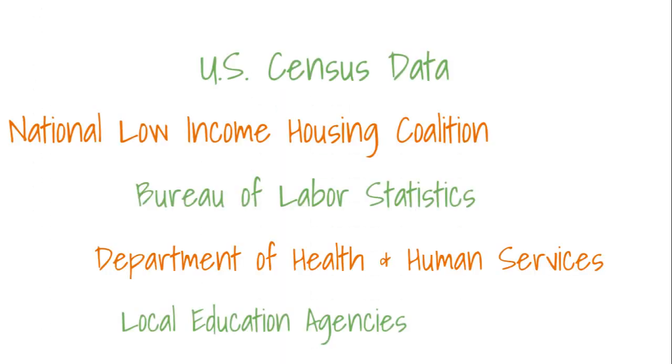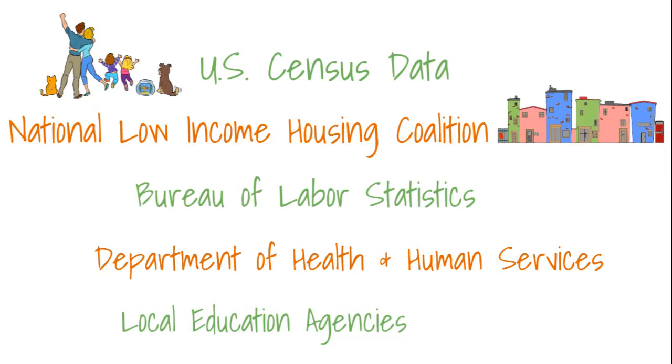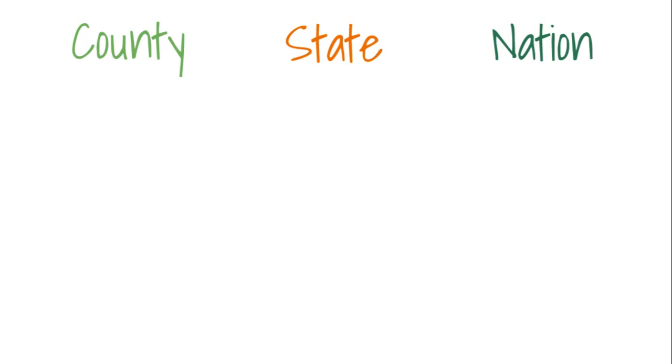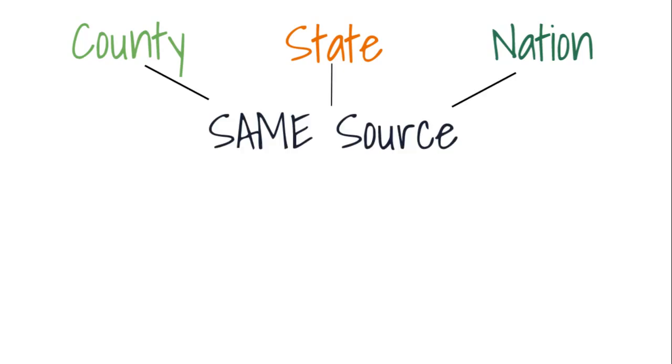Examples of key sources we reference are U.S. Census data, the National Low-Income Housing Coalition, the Bureau of Labor Statistics, the Department of Health and Human Services, and local education agencies. Whenever possible, we use data on the county, state, and national levels, and we always ensure this information comes from the same source.